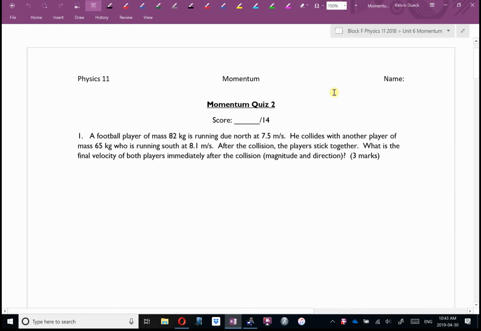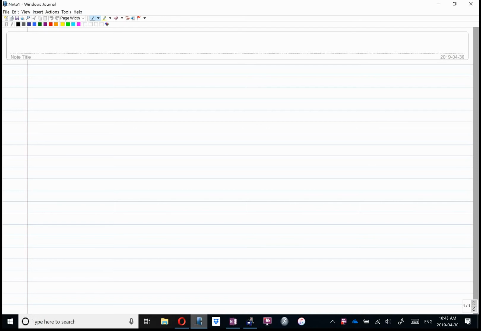Let's try and put all this together. We've been looking at three main concepts, or equations if you want. One of them is just momentum. We said that momentum is equal to mass times velocity. Momentum is not the same as impulse. This is not the same as change in momentum.